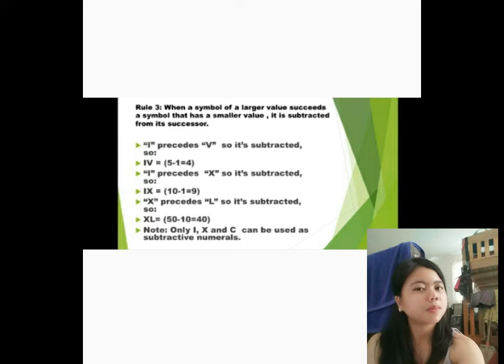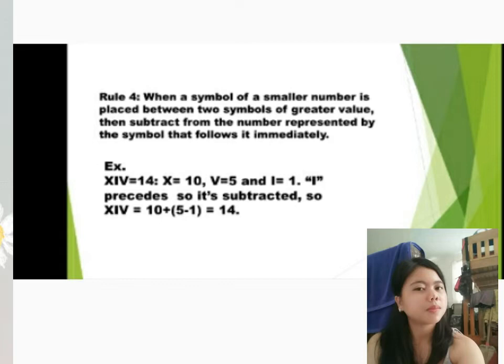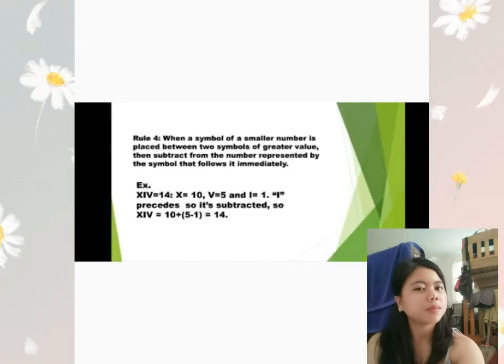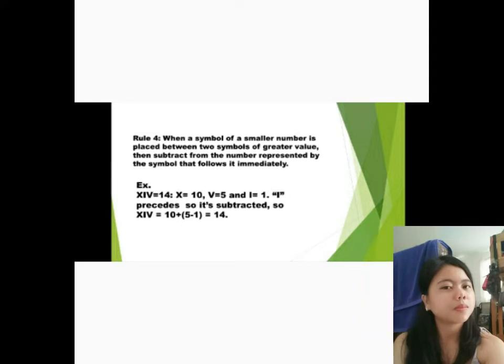Rule number 4. If a symbol of a smaller number is placed between two symbols of greater value, we will subtract it from the number represented by the symbol that follows it immediately. For example, XIV is equal to 14. X is equal to 10, V is equal to 5, and I is equal to 1. Since I precedes V, we should subtract it. So 10 plus (5 minus 1) is equal to 14.